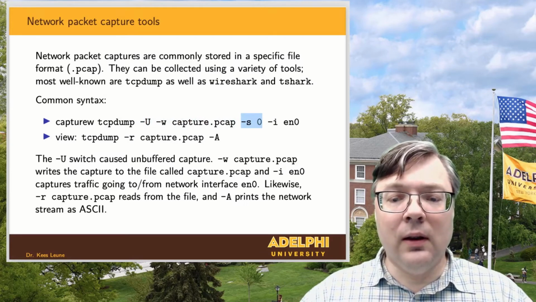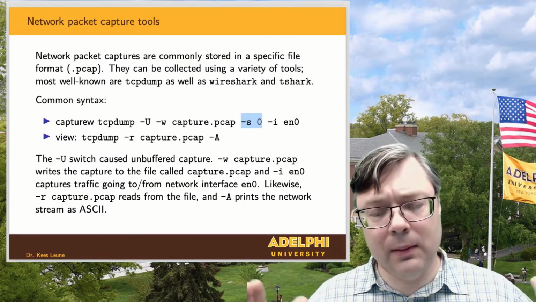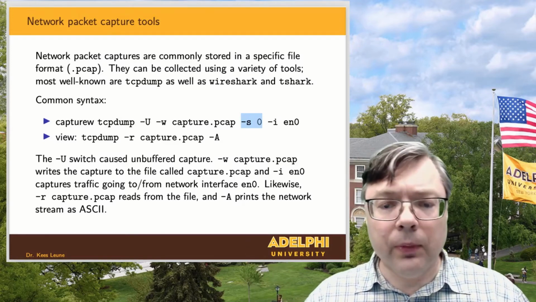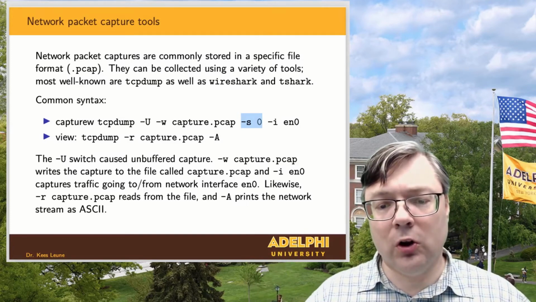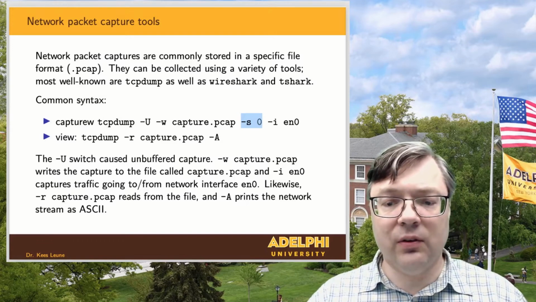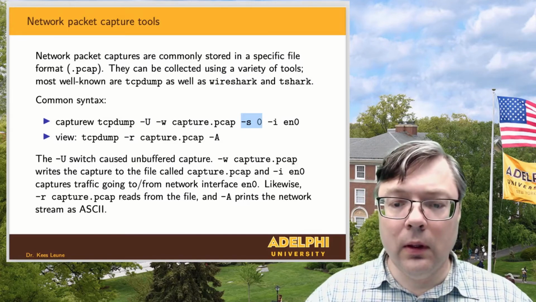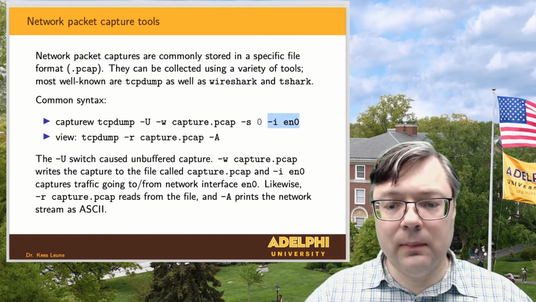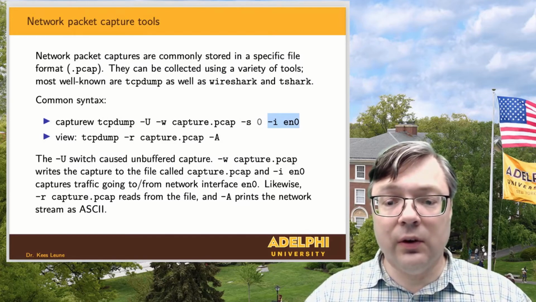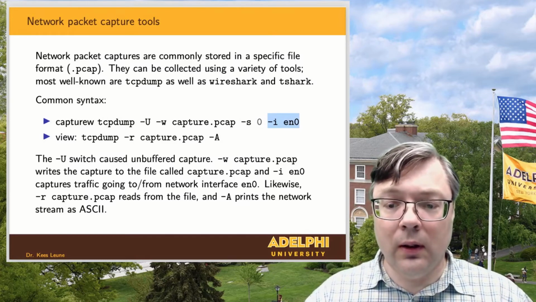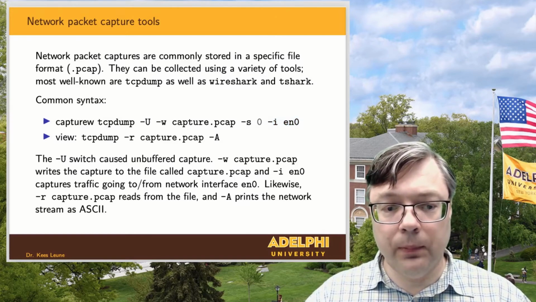-s0 means let's start saving data right from the 0th byte. In other words, the entire data packet. By default, a tool like Tcpdump will only capture the packet headers, but not the packet content. By adding -s0, you say capture everything, headers and content. -i is short for interface. en0 is a Linux name for Ethernet 0. So in this case, this is the first internal wired network interface that we're looking to capture on.